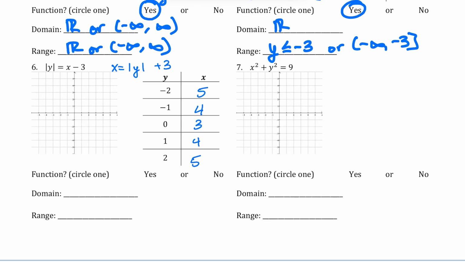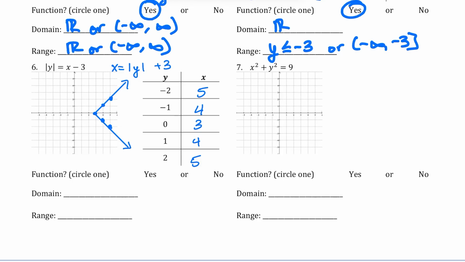However, if I'm going to plot this on this graph that's still x, y, I'm going to have an x value of 5 and a y value of negative 2. 4 and negative 1. 3 and 0. And then 4 and 1. And 5 and 2. So you end up getting a graph that looks something like this.